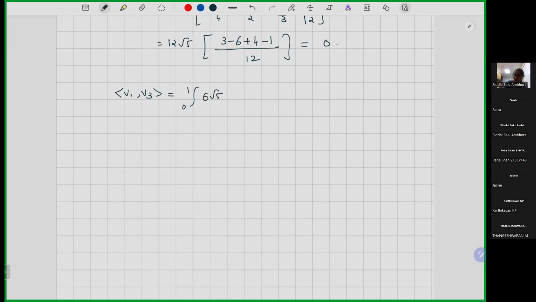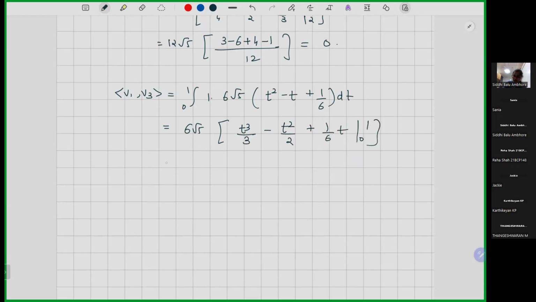V1 was just 1, and V3 is 6 root 5 times (t square minus t plus 1) dt, which is 6 root 5 integral from 0 to 1. Or let me just directly do this: t cube by 3 minus t square by 2 plus t by 6, running from 0 to 1. So it is 6 root 5 times (1 by 3 minus 1 by 2 plus 1 by 6), which is 6 root 5 times (2 minus 3 plus 1) by 6, and it will give me 0.